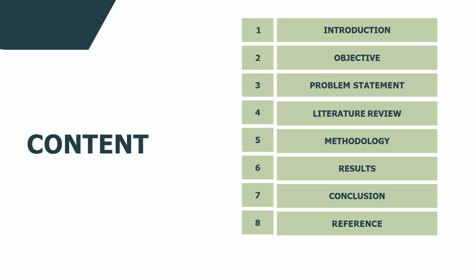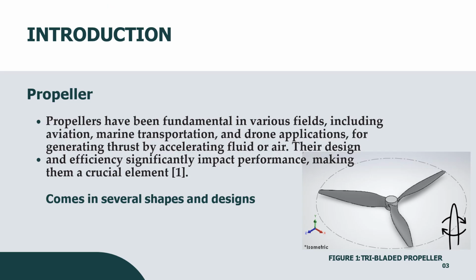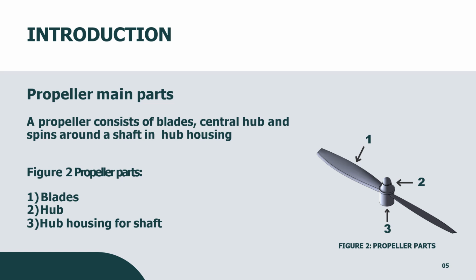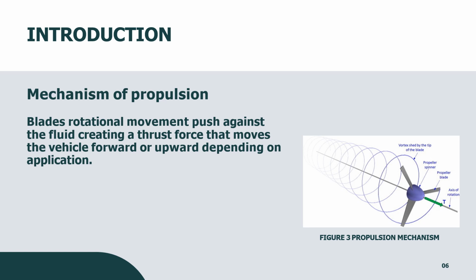My presentation follows like this. Introduction. Propellers have been fundamental in various fields including aviation, marine transportation and drone applications. They come in several shapes and designs. Propellers' main parts are blades, hub and hub housing for the shaft. The mechanism of propulsion is that the blade's rotational movement pushes against the fluid, creating thrust force that moves the vehicle forward or upward depending on the application.